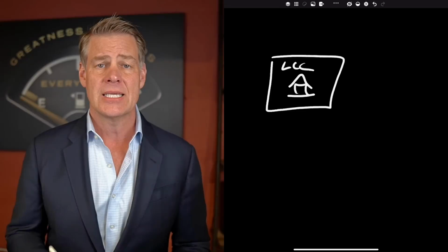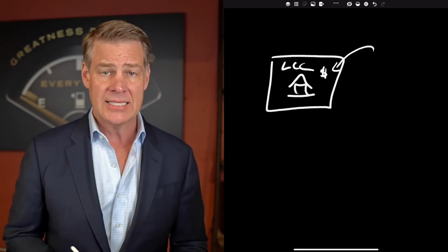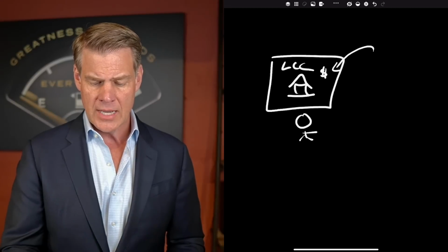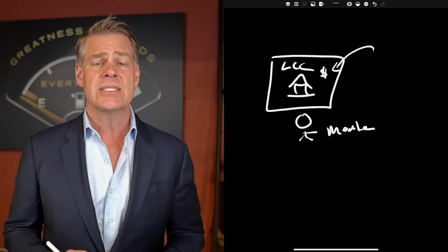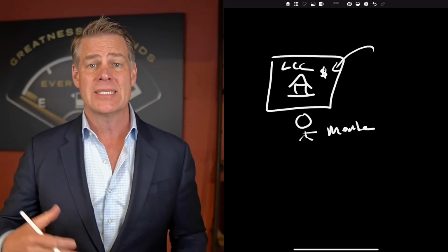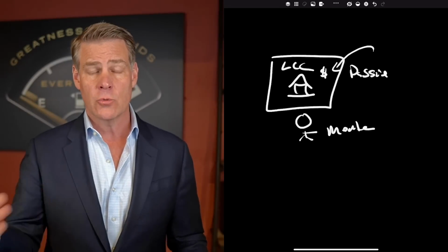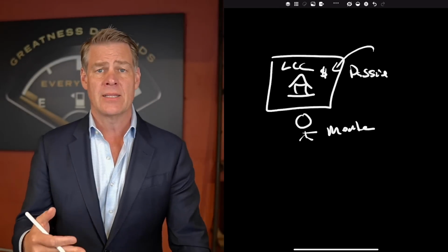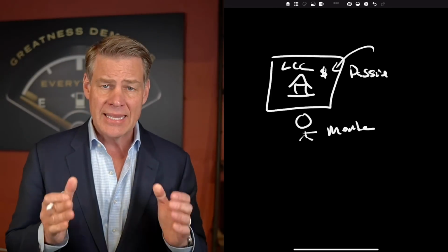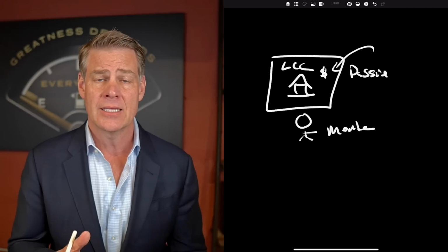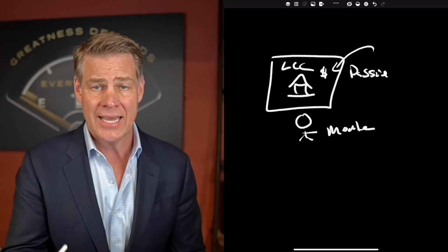So if this LLC owns a rental property, and the rental income is paid into the LLC, I am a member of my limited liability company. Now, because this LLC is engaged in what we refer to as a passive activity, that is rental real estate, the LLC is a flow-through entity. What that means is that any income generated by that LLC, regardless of whether you take it out or not, will be taxed to you.